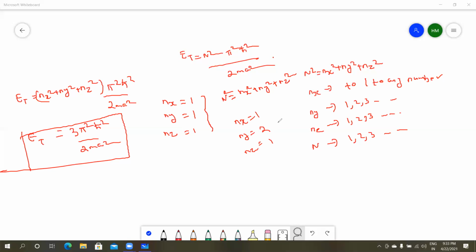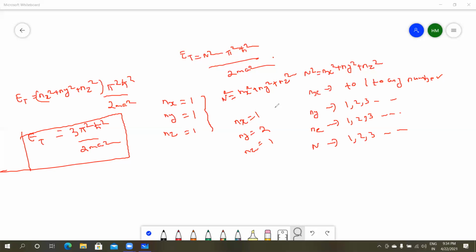And for this combination, what is the n square value? It is basically 1 plus 4 plus 1, which is 6. So the energy you will get is 6 pi square h square divided by 2m. This is the energy you are going to get.